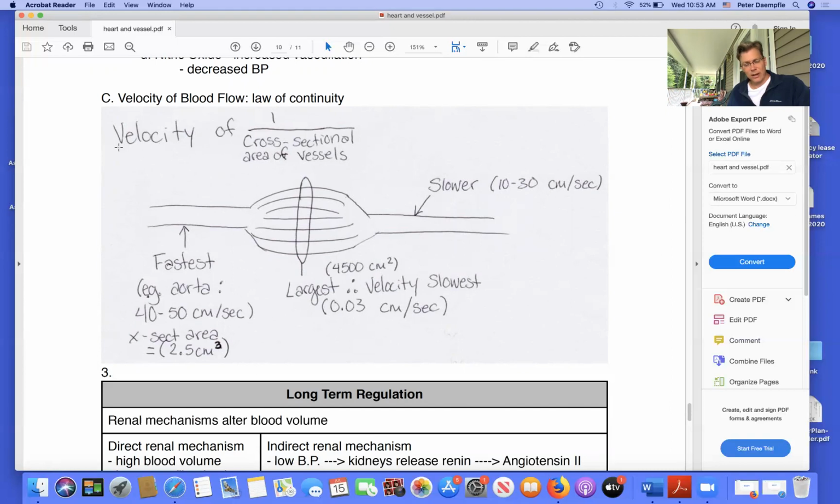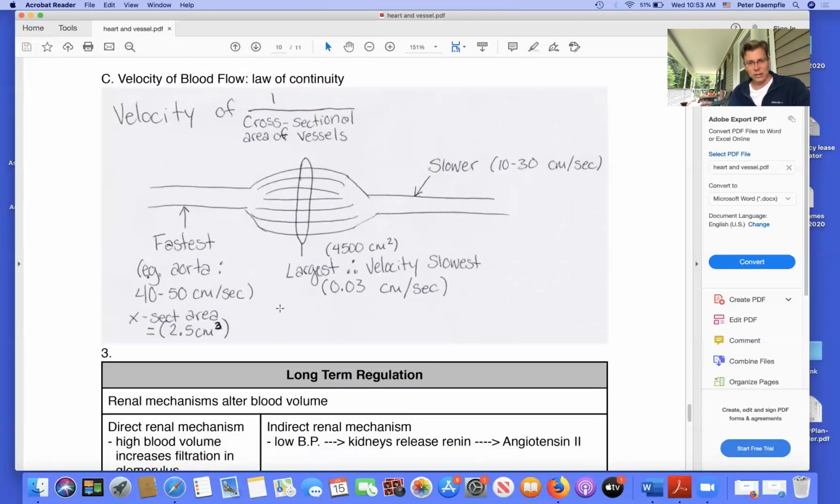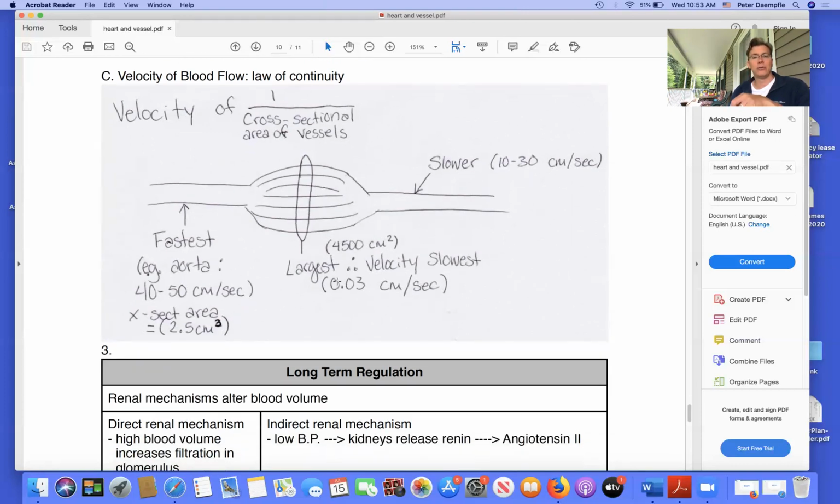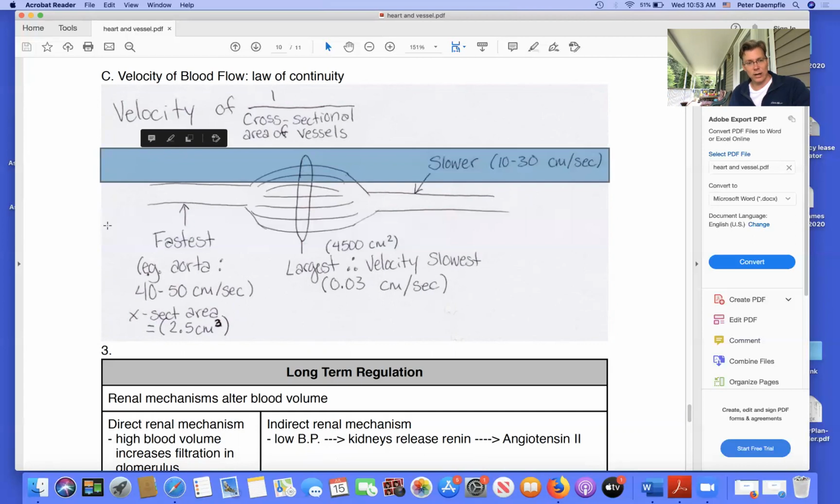But the capillaries, you would think they're very small and that they would have a rapid blood flow based on that principle, but they don't. 0.03 centimeters per second. So the slowest blood is in the capillaries, and that's because the largest cross-sectional area of all the vessels is called the capillary bed. So you've got to add up all the individual capillaries to determine the cross-sectional area. So blood flows slowest through the capillaries, then the veins, and fastest in the aorta and the arteries.